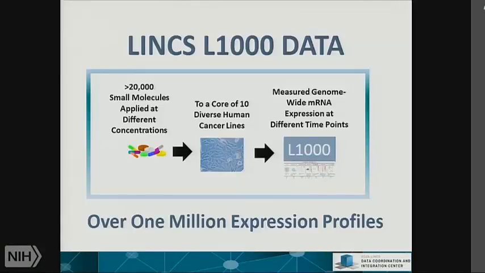So the connectivity map at the Broad Institute stimulated 10 core of diverse human cancer cell lines with over 20,000 small molecules applied at different concentrations, and then they measured gene expression using the L1000 technology at different time points. So in total they generated over 1 million gene expression profiles, and that data potentially can be a transformative contribution that can transform pharmacology and drug discovery.